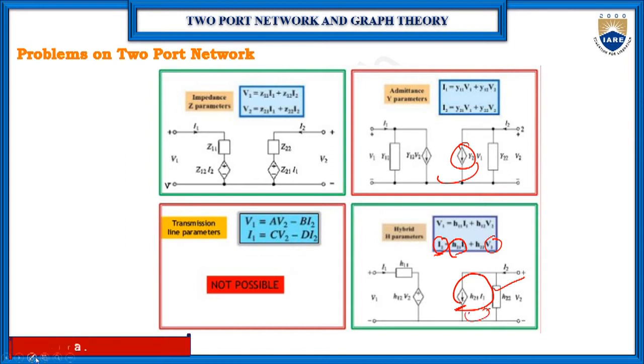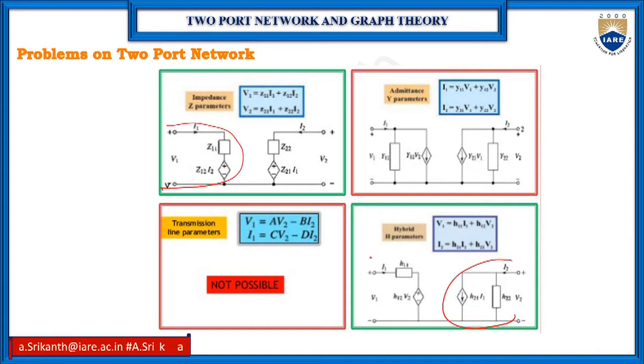So same as your Z and Y parameters. Here this is the first part and this is the second part. This is like Z parameters and Y parameters. But here we have the current source, but here we have the voltage source. Here we have the voltage source, but here we have the current source. That's the difference. So this is about 2-port networks.